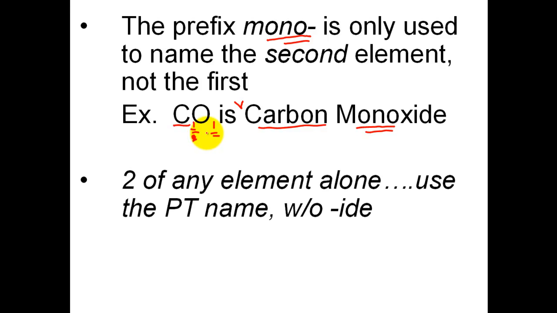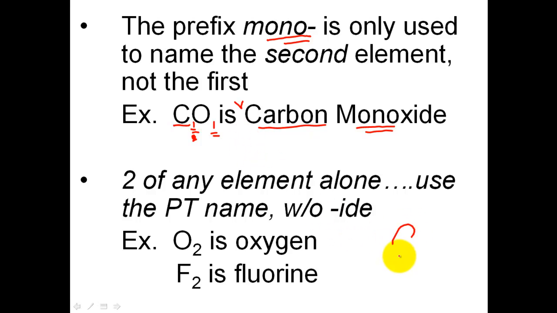The other rule is this. Anytime I have 2 of any element just by itself, and I give you 2 examples. Let's just say I'm breathing in some O2 right now. You're going to call that oxygen. You're not going to call it dioxide. You're not going to call it dioxygen. It is simply called oxygen. This goes for any element that I have 2 of. I could have 2 fluorines. That's called fluorine. Nitrogen in the air. Most of the air we breathe is nitrogen. We'll call it nitrogen because it is N2. So anytime I have 2 of any one element by itself alone, I name the periodic table name, and I use that without an -ide ending.